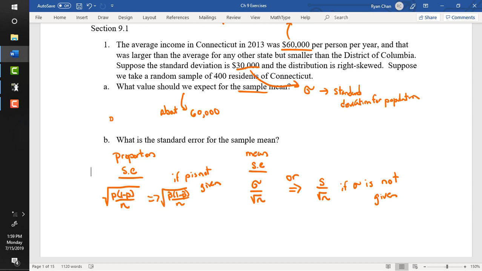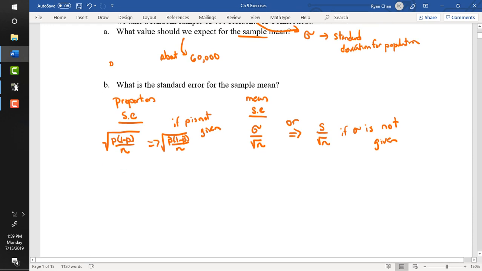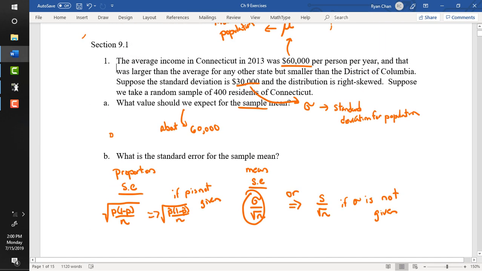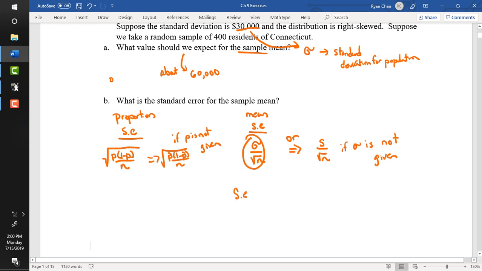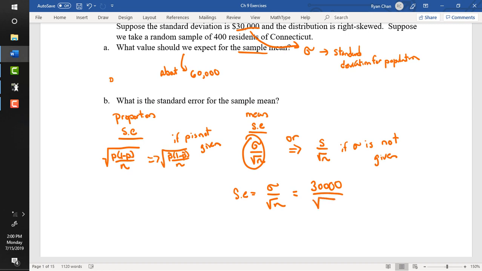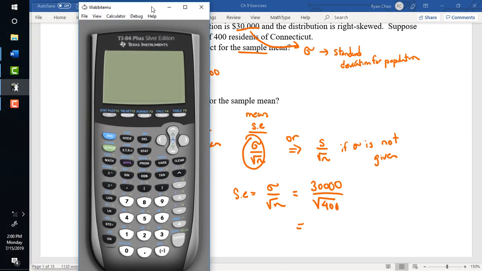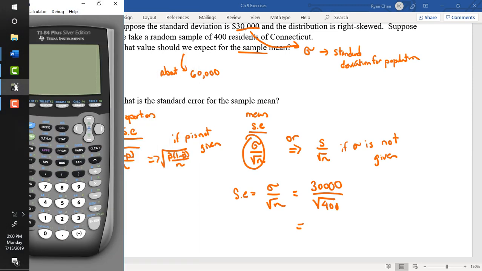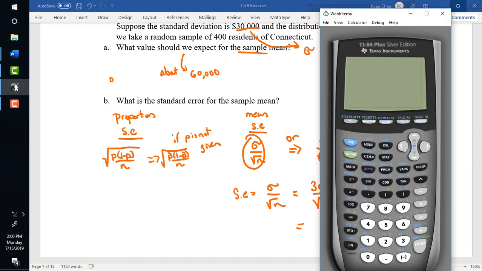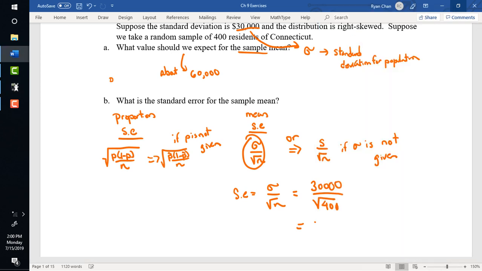In our case, we're doing sigma over the square root of n. If I look back up here, my sigma is 30,000 and my n is 400. So my standard error, sigma over the square root of n, is 30,000 divided by the square root of 400. I put this in my calculator, and I get 1,500. So my standard error is 1,500. That's my final answer here.